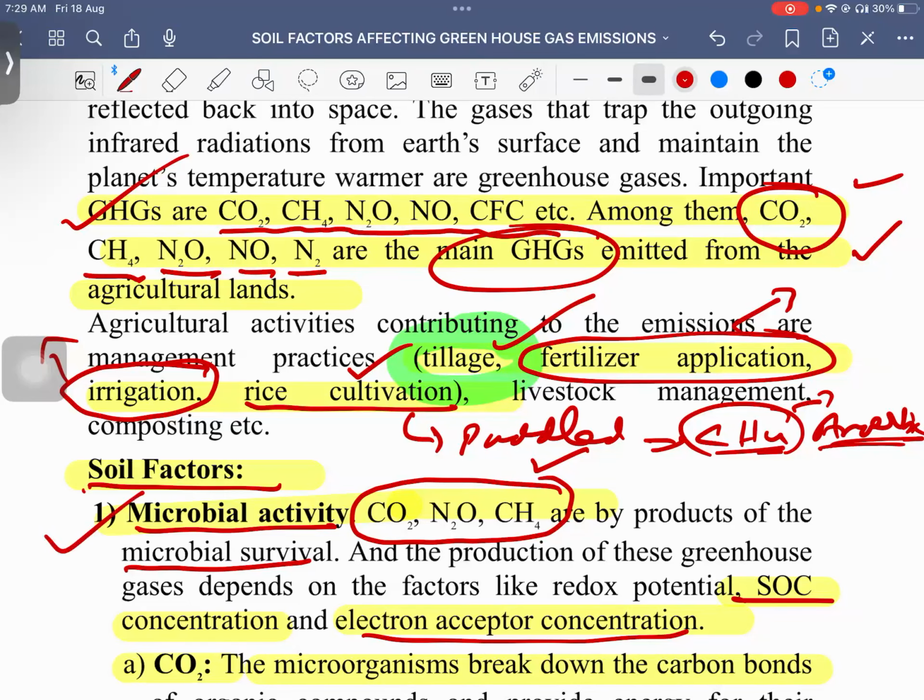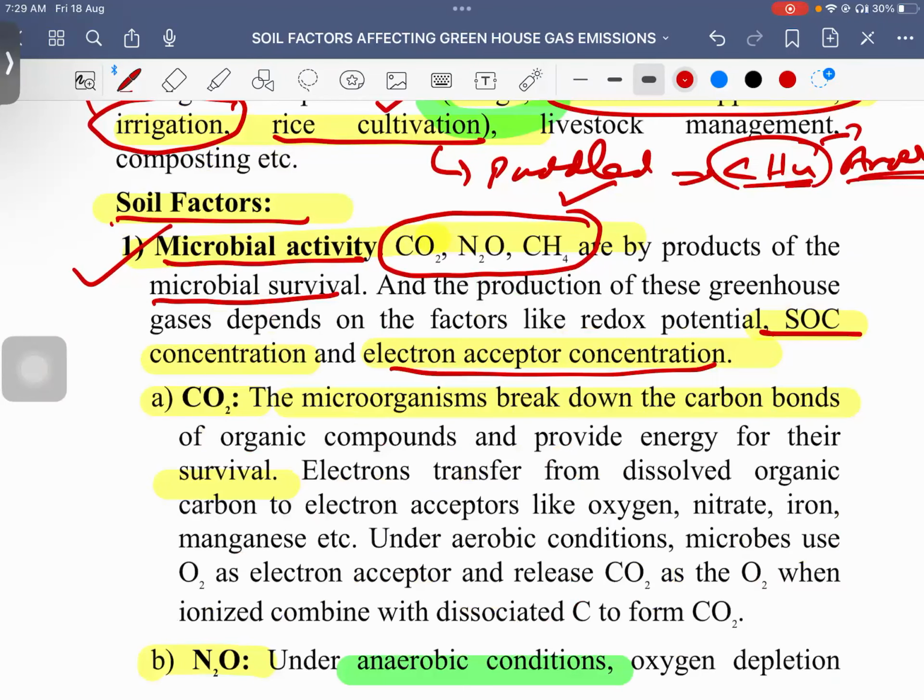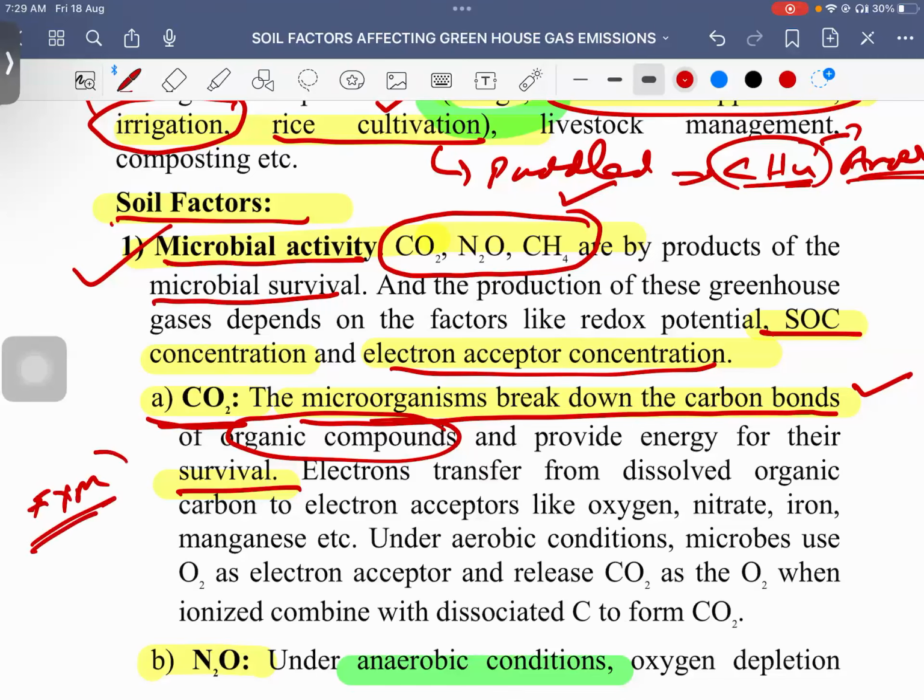Majorly, in the case of microbial activity, we consider CO2. What happens with CO2? The microorganisms break down the carbon bonds of organic compounds and obtain energy for their survival. Even if you use FYM in the soil, it will be broken down, and CO2 is produced by the microorganisms.